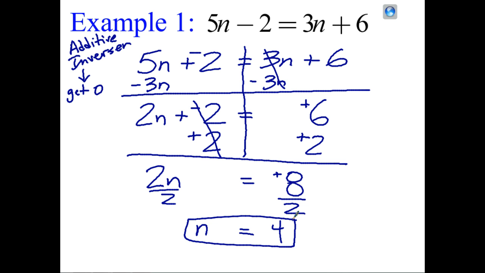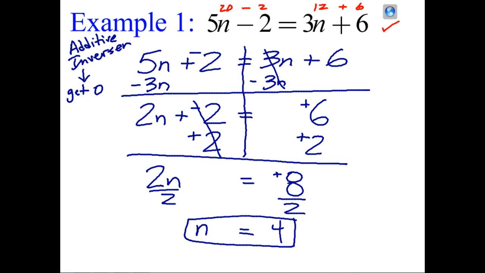Let's go ahead and check our answer. I'm just going to do it in red above. I'm running out of space, so we'll do 5 times 4. This will be 20 minus 2. And then 3 times 4 is 12 plus 6. And 20 minus 2 is 18. 12 plus 6 is 18. It checks out. Okay, there you go.